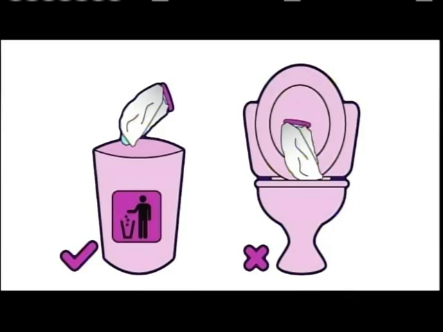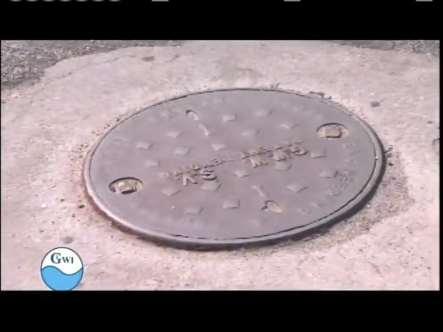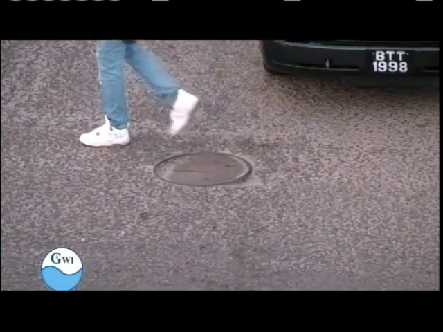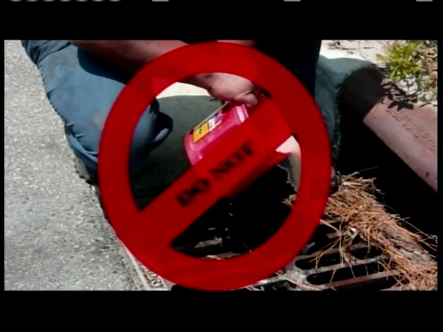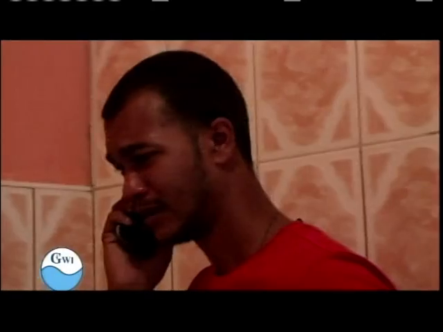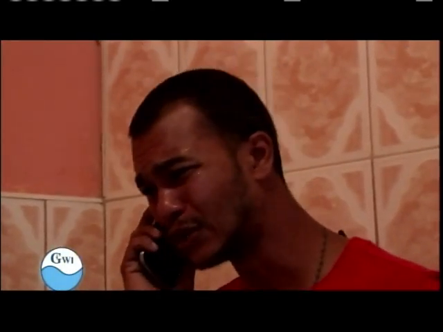Desist from flushing condoms via toilets. Dispose of these in a garbage bin. Do not remove or tamper with the chamber covers. Do not dump garbage, construction waste, or any material via sewer chambers. You mean I can't even flush condoms down the toilet?